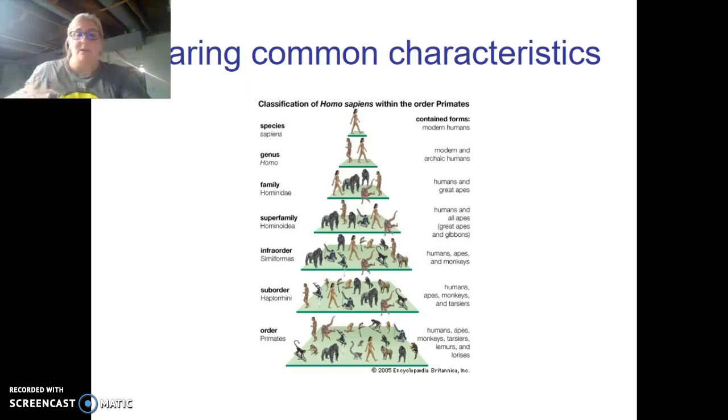So all animals are in Animalia, and animals are organisms that need to gain nutrients from organic molecules. We fall under Chordata, which means we have that spinal cord or that notochord. Then we go from Chordata to Mammalia. Mammals have the ability to produce milk for their offspring. We have hair on our bodies.